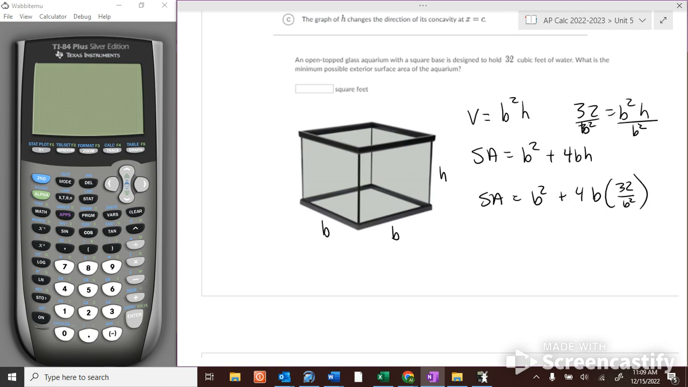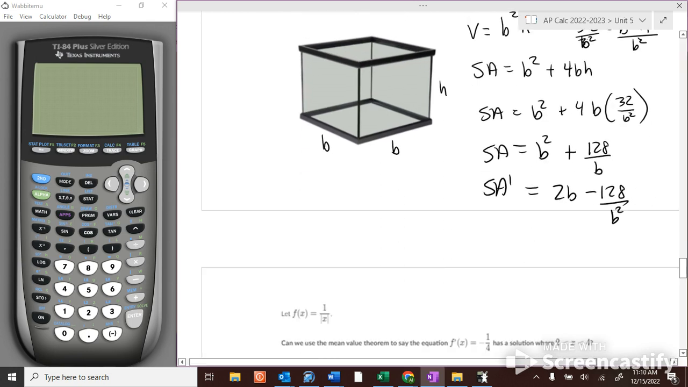So if we plug that in, then we take the first derivative of this. But before we take the first derivative, let's simplify it. 4 times 32 is 128, so we get 128 over B. So the first derivative of the surface area is 2B, and then this would be minus 128 over B squared. Set that equal to 0. Move that over, so 2B equals 128 over B squared.